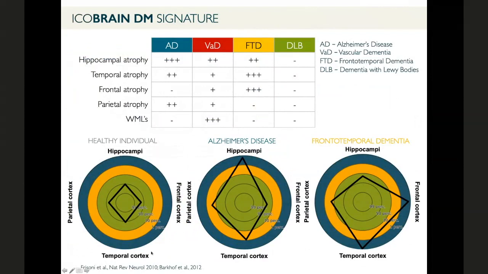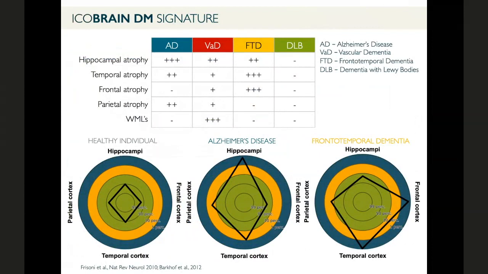The result of this is really nice signatures that correlate with the differential diagnosis of dementia. Here we can see an example of a healthy individual where all the 4 points are nicely centered around the middle, whereas an Alzheimer's disease patient will have that typical diamond shape with a high peak in the hippocampus and some involvement also of the parietal and temporal cortex. Whereas in a frontotemporal dementia patient, we will see high peaks in the frontal cortex and also the temporal cortex. So these signatures really give a beautiful snapshot of what is going on at a certain point in time in this patient's brain.